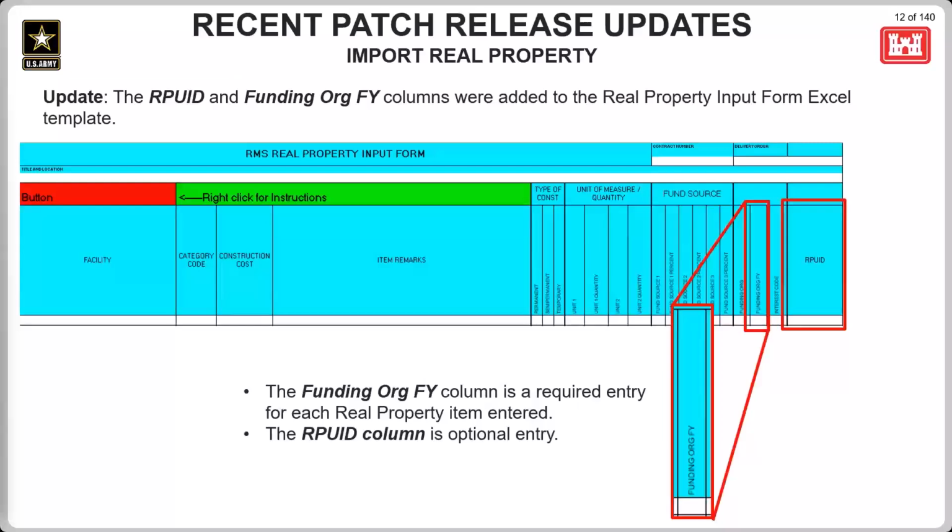Next, we had a couple of updates to the real property import template. A new RPU ID column, and the funding org FY column were added to the template spreadsheet. The RPU ID column is optional, but it's available for entry if that value is known. However, the funding org FY column is going to be required for each real property item entered into the template. If you've already downloaded this template before and you have it stored on your computer, make sure that you've gone and re-downloaded that since the template has changed.